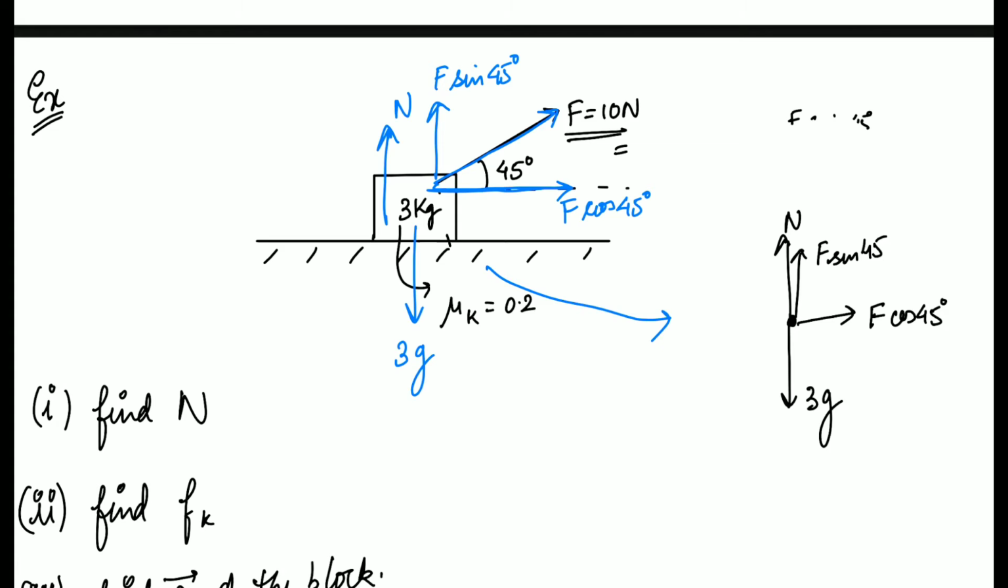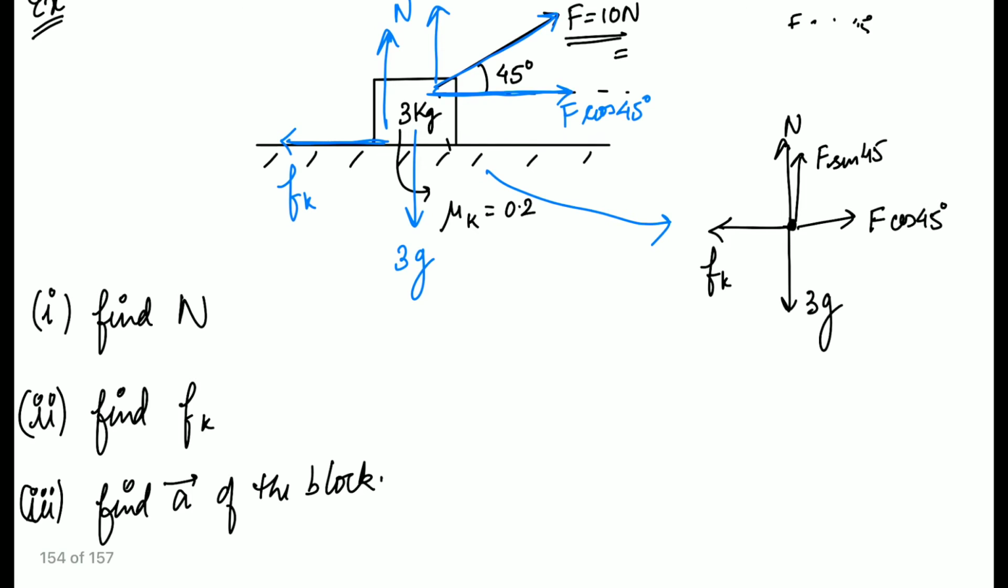Obviously because of that 10 Newton force, the body will move with some velocity and there will be an acceleration too, right? So there will be a frictional force opposing it. Let me call it Fk. Let me write it here: there is Fk, the frictional force, right? Okay, great. Now let's try to find out.